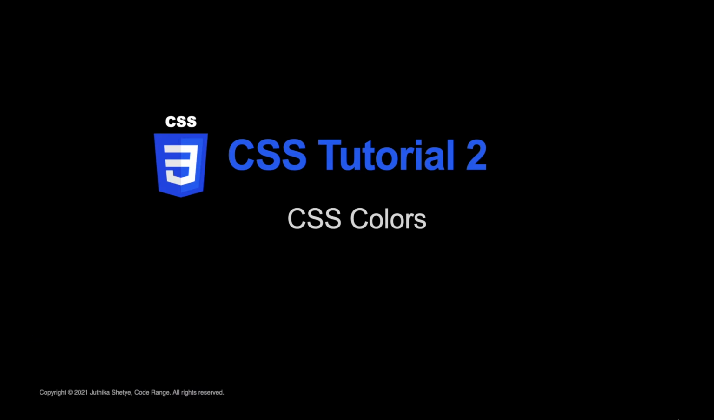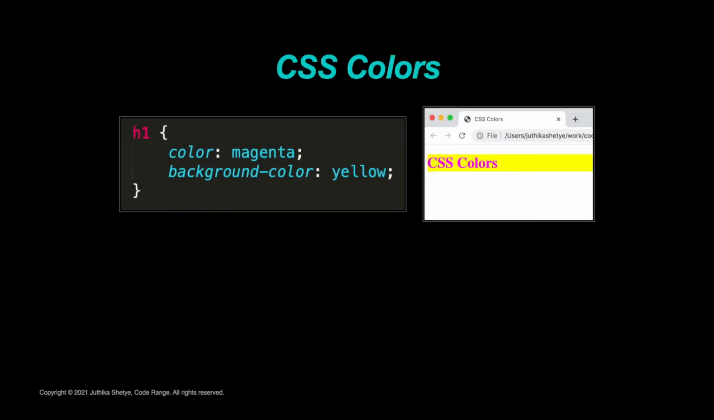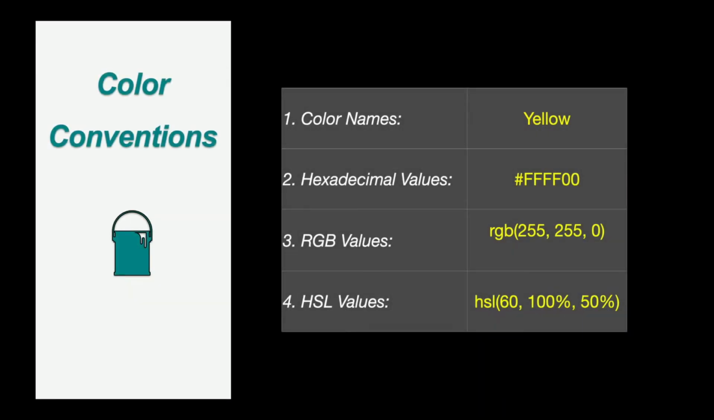Today let's talk about adding some colors to a web page. The color and background color properties are used quite often in CSS to change the color of text and background color of an element. They can take many different types of color values. And there are four main basic color conventions that people use in CSS: color names, hexadecimal values, RGB values, and HSL values.